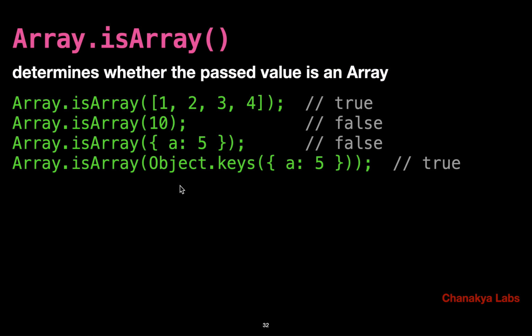Okay, and you can see here also. So let's say Object.keys. This is an object, but Object.keys returns an array of keys, and that's why again this whole thing, if you pass it to Array.isArray, it will return true.